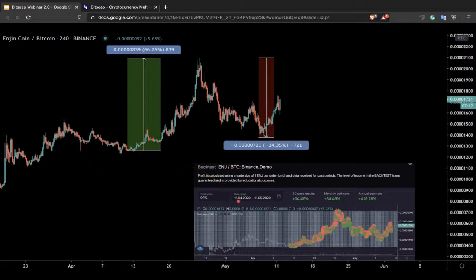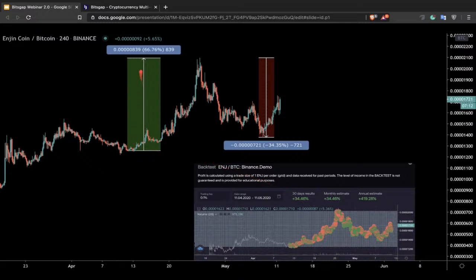That's starting from the 11th of April to 11th of May. So that's a 30 days period. And for that period, if you would launch the bot at that time, up to the 11th of May, you would have a 34% bot profit in BTC, of course.